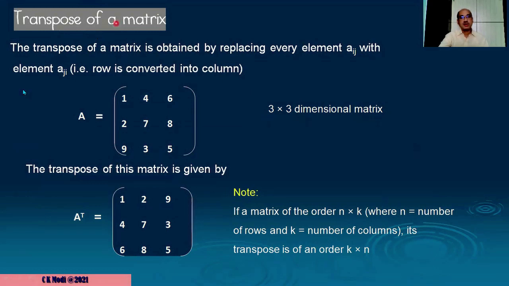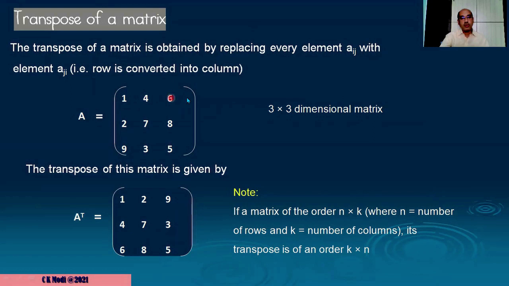Now transpose of a matrix. What do we mean by transpose of a matrix? The transpose of a matrix is obtained by replacing every element Aij with element Aji. This is a matrix with rows 1, 4, 6; 2, 7, 8; and 9, 3, 5. And the values in the columns are 1, 2, 9; 4, 7, 3; and 6, 8, 5.